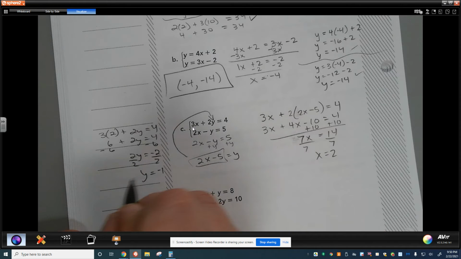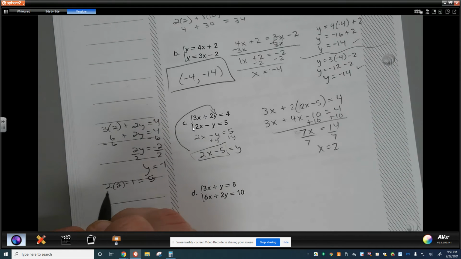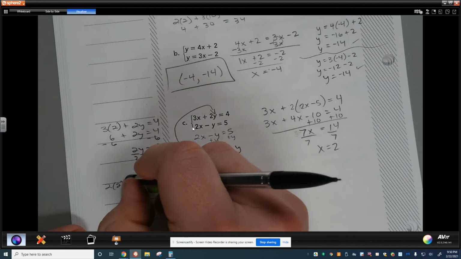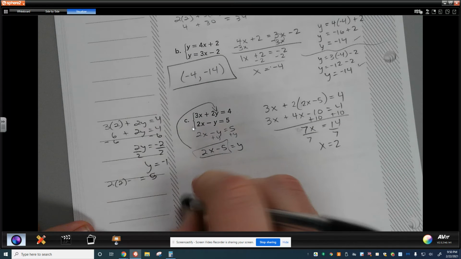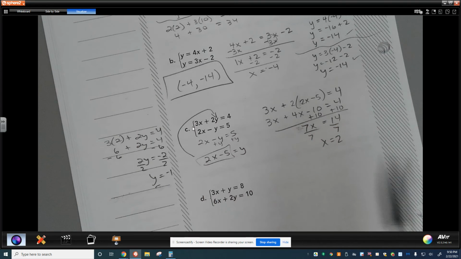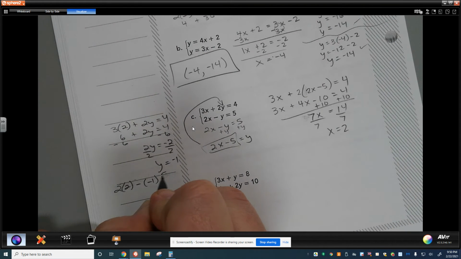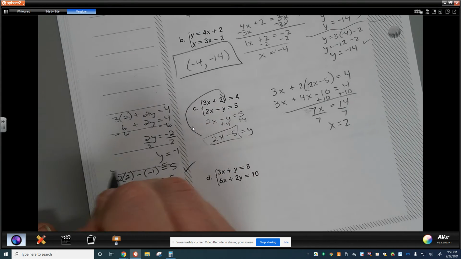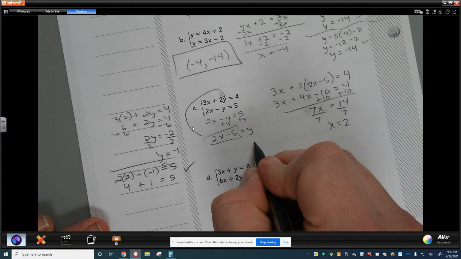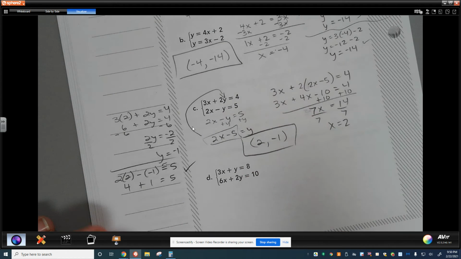I would see that I have 2 times 2 minus 1 is equal to 5. And that would be, whoops, not 1, y. You know what? I'm going to just use substitution to verify this. I should be able to have 2 times 2 minus negative 1 for y equal 5. That's 4 plus 1 equals 5, and that comes out true, which tells me that my solution is 2, negative 1. And I know it's going to be true.